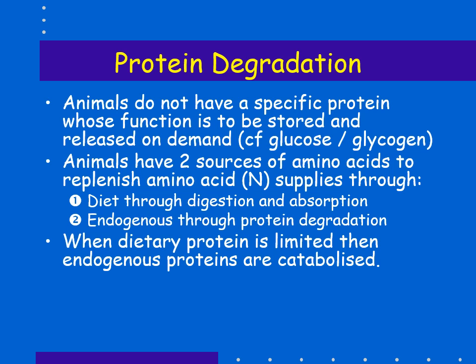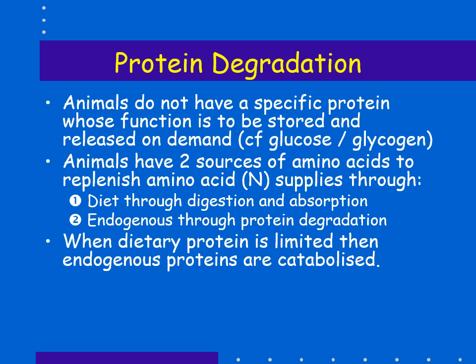Now it's essential to maintain a pool of free amino acids, and animals have 2 key sources of these. The first is a fairly obvious one. It's through the diet, through digestion and absorption. And the second is through endogenous protein degradation. So in effect, you can break down your own proteins to replenish your amino acid pools. Now it's quite crucial to point out here that animals don't necessarily store protein as a pool or a depot of energy in the way that they store, say, glucose as glycogen.